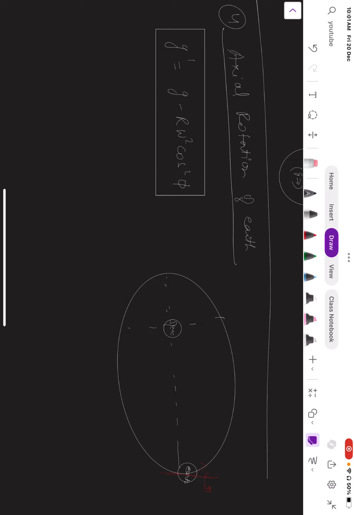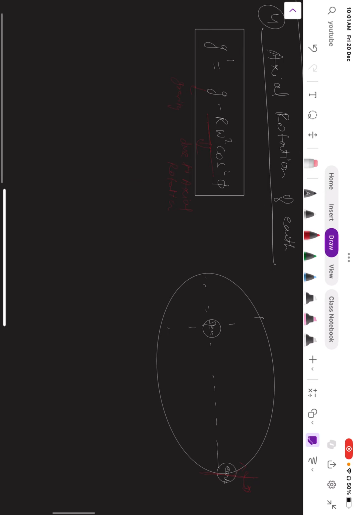This is the gravity formula. This part is due to axial rotation, and this is due to gravity. So if you remove the axial rotation, suppose at the equator, phi is equal to 0 degrees. At that time, g' equals how much? g' equals g minus R omega square, because cos 0 becomes 1. So the value will be minimum. So g is minimum here.